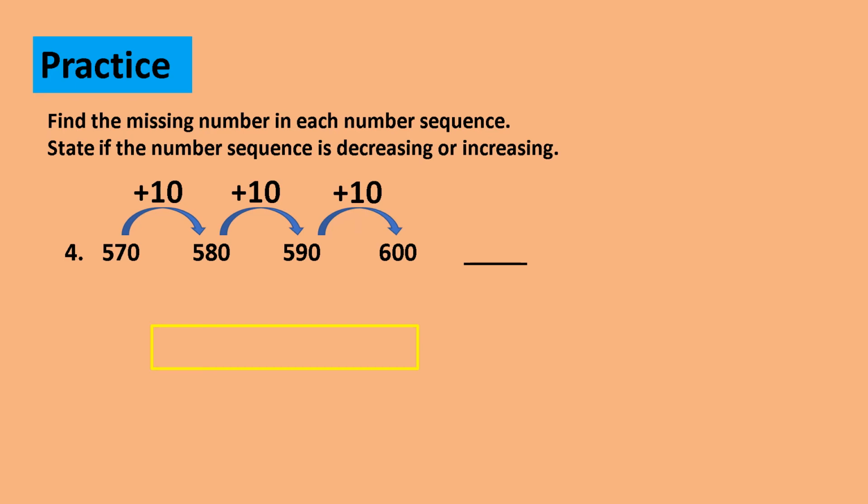And then from 590, it went up to 600. So the same. So what should be the next number? You should add 10 to 600, and that is 610. Very good. So what is the sequence? Increasing by 10. Very good. You got all correct.